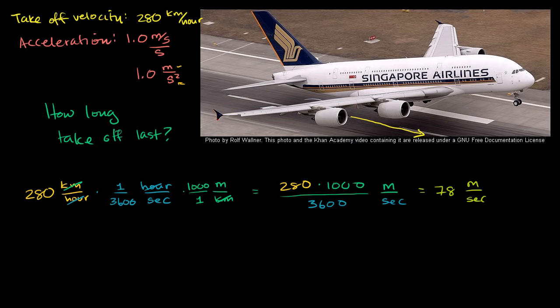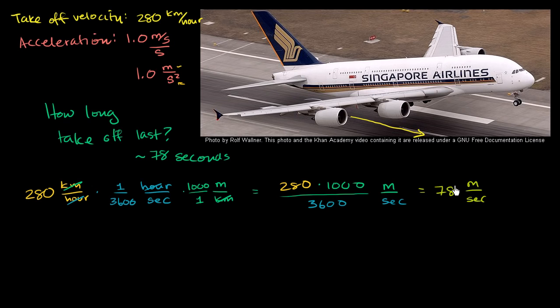Well, we could just do this in our head if you think about it. The acceleration is 1 meter per second squared, which tells us after every second, it's going 1 meter per second faster. So if you start at a velocity of 0, then after 1 second, it'll be going 1 meter per second. After 2 seconds, it'll be going 2 meters per second. After 3 seconds, it'll be going 3 meters per second. So how long will it take to get to 78 meters per second? Well, it'll take 78 seconds, or roughly a minute and 18 seconds.